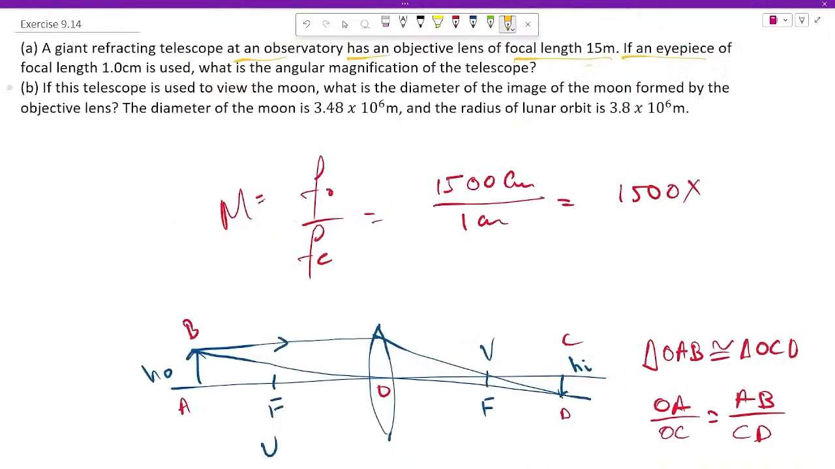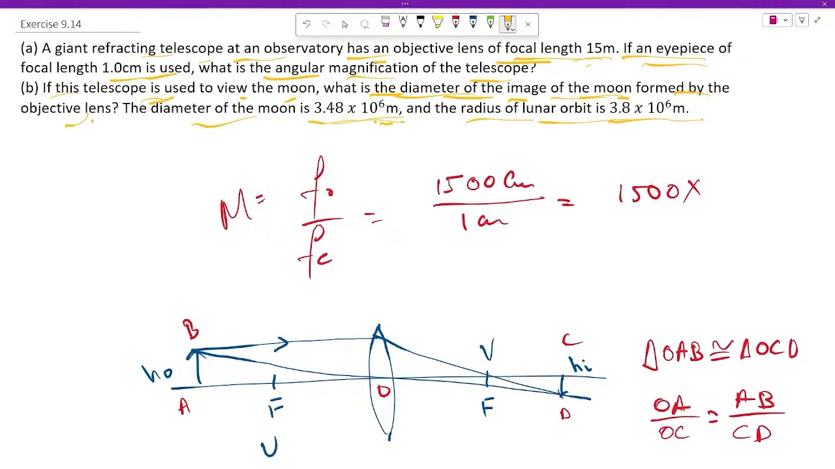The question says that a giant refracting telescope at an observatory has an objective lens of focal length 15 meter. If an eyepiece of focal length 1 centimeter is used, what is the angular magnification of the telescope? The second question says that if the telescope is used to view the moon, what is the diameter of the image of the moon formed by the objective lens? The diameter of the moon is 3.48 into 10 to the power 6 meter, and the radius of the lunar orbit is 3.8 into 10 to the power 8 meters.